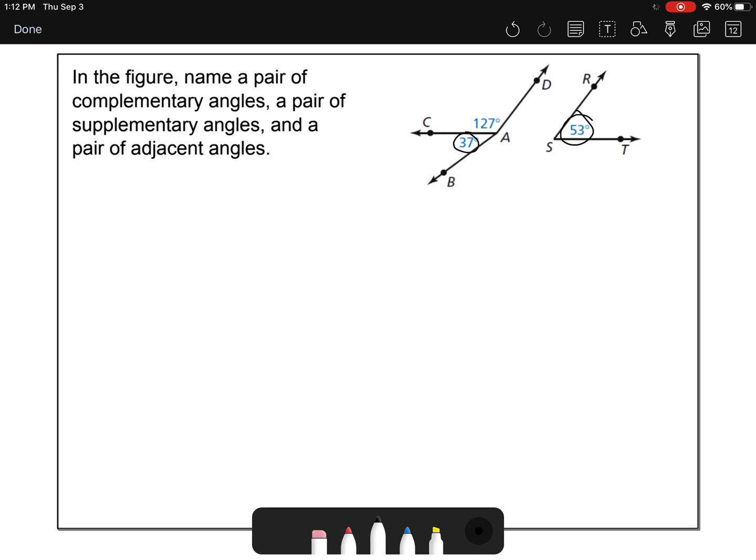Okay, has to add up to 90. 53 plus 37 equal 90. So our complementary angles would be angle RST and angle CAB. How about our supplements?